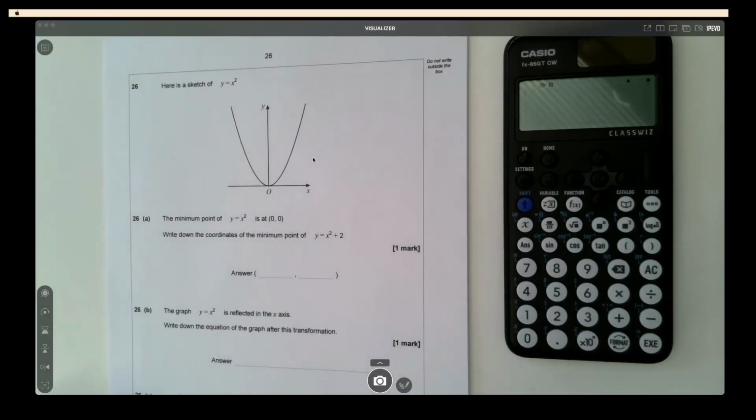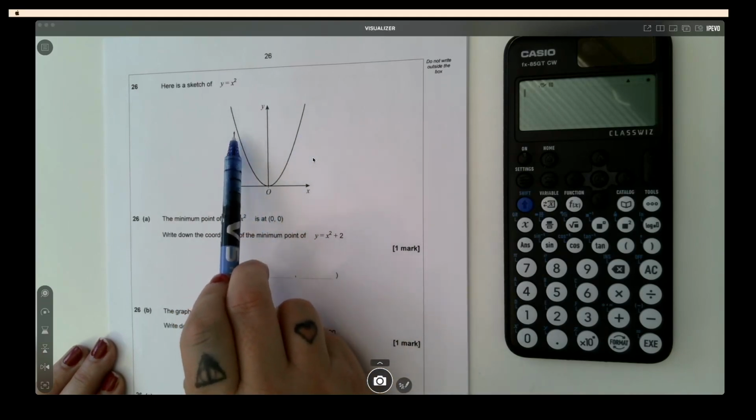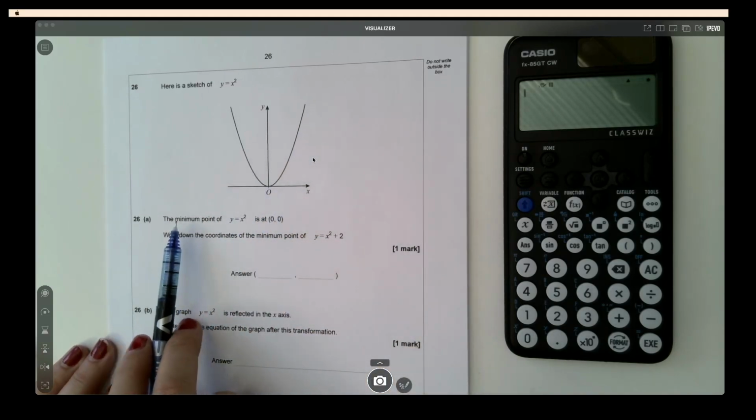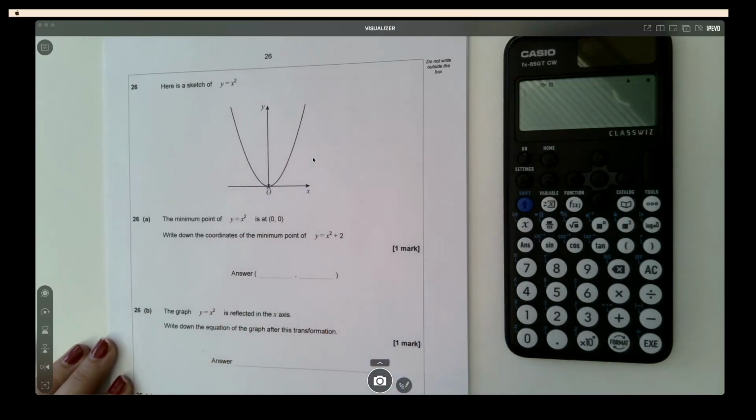Question 26. Here is a sketch of y equals x squared. So we've got that positive x squared curve. 26a, the minimum point of y equals x squared is at 0, 0. So this is 0, 0. Write down the coordinates of the minimum point of y equals x squared plus 2.